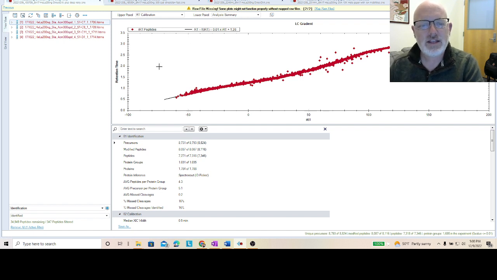So this one, what we did was we loaded 200 nanograms of HeLa on our EvoSep LC, and we analyzed it by DIA PASEF, just a simple DIA PASEF method that we use all the time. And so this is 200 nanograms of HeLa, 3 minutes. Let's look at the data.